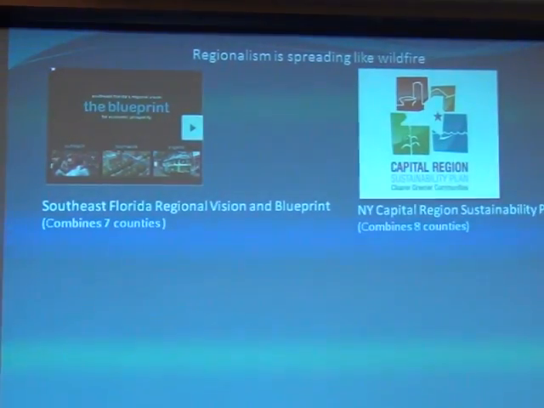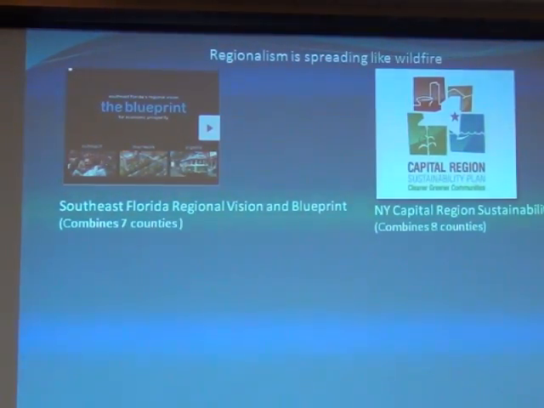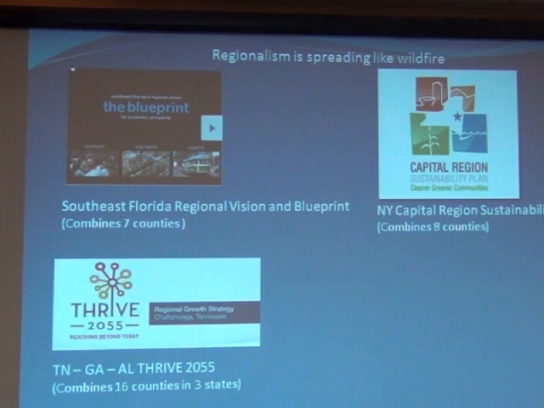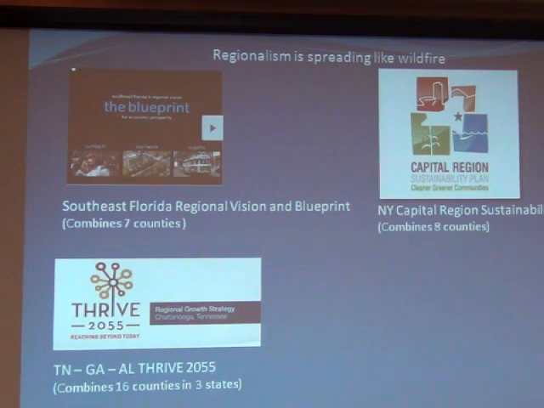Regionalism is spreading across the country like wildfire. In Florida, Florida's 750 program combines 7 counties. Capital Region Sustainability Plan in New York combines 8 different counties. Thrive 2055 is in Tennessee, Georgia, and Alabama, and combines 16 counties in 3 states. Who makes the decisions? This isn't even statewide. Now you're talking mega regions.